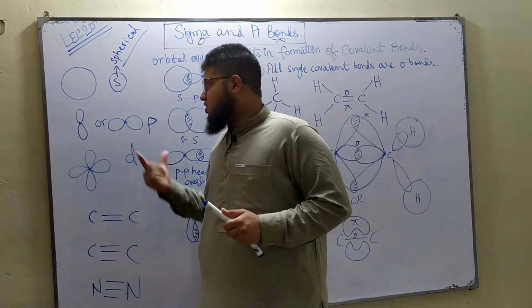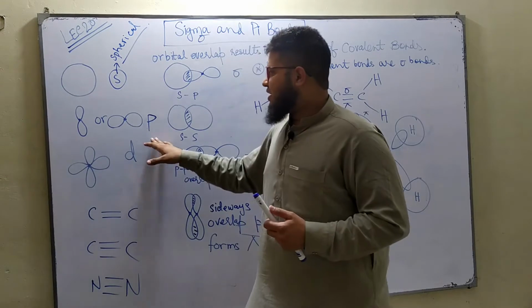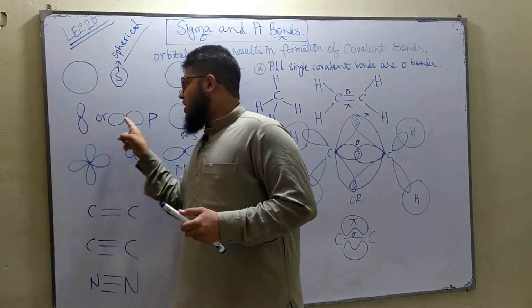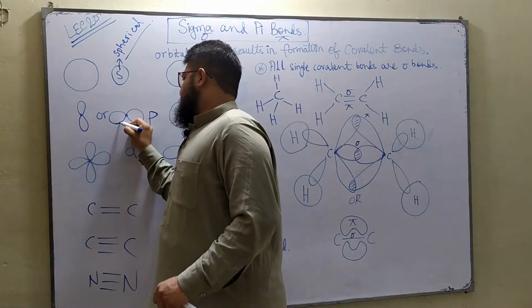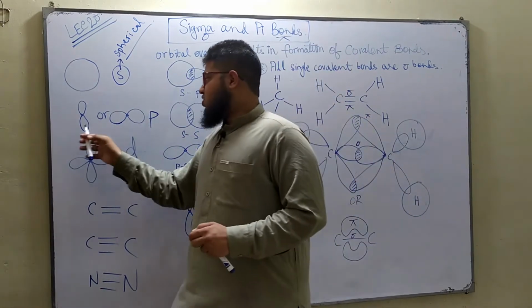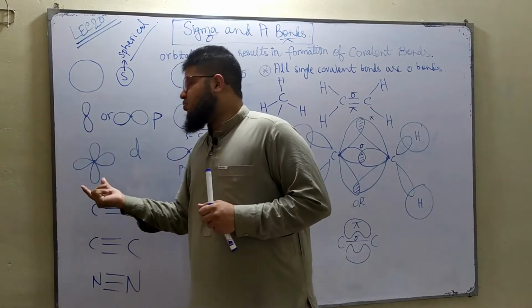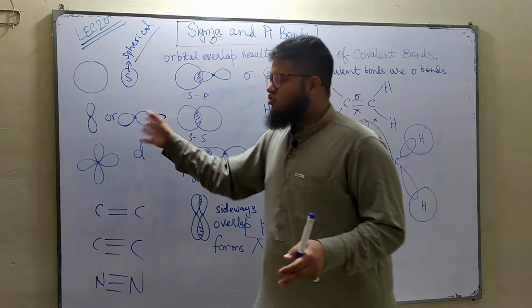Then the P orbital. The P orbital looks like a dumbbell. This is how it looks, and this is how it looks, so it can either be vertical or horizontal. This is the shape of P orbitals. Both are P orbitals, and the only difference is that this one is upright and this one is horizontal, but it doesn't matter. If you're asked to draw the shape, you can draw any one of them.